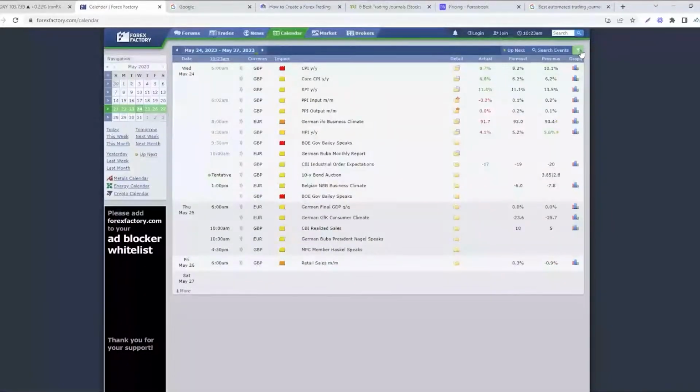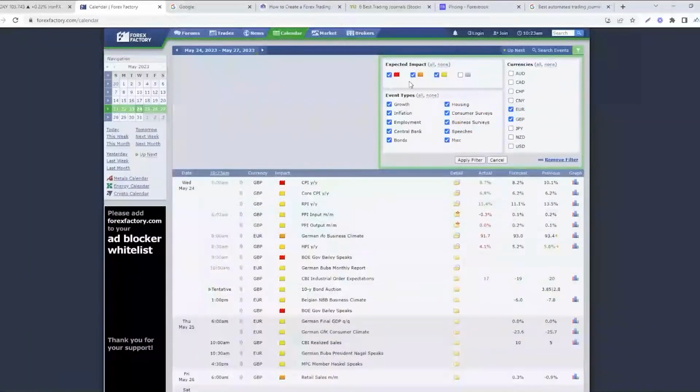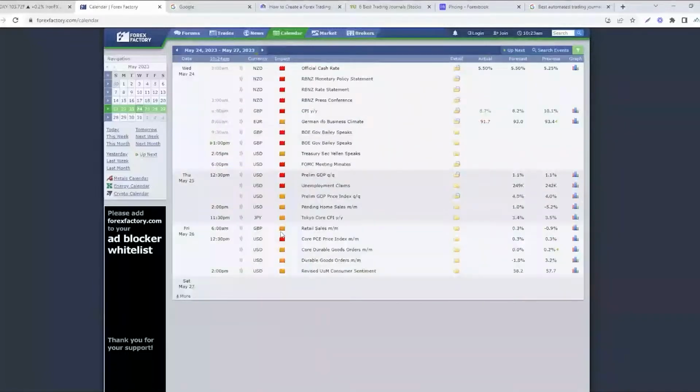And you also have the filter icon. So I'll select the filter icon and generally choose the first two or the first three. Usually I take the two most high impact events. And of course, event types, I will select all, and currencies, I will select all as well. Okay, then I apply the filter, and this brings me the list of key economic events that are taking place this week, right?